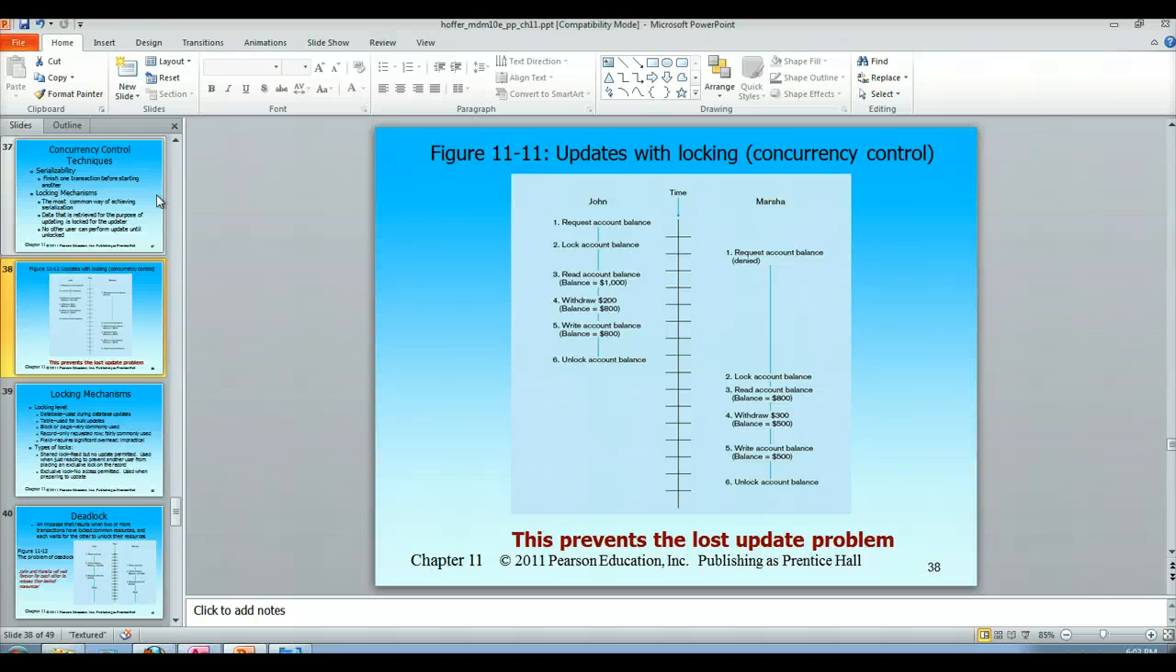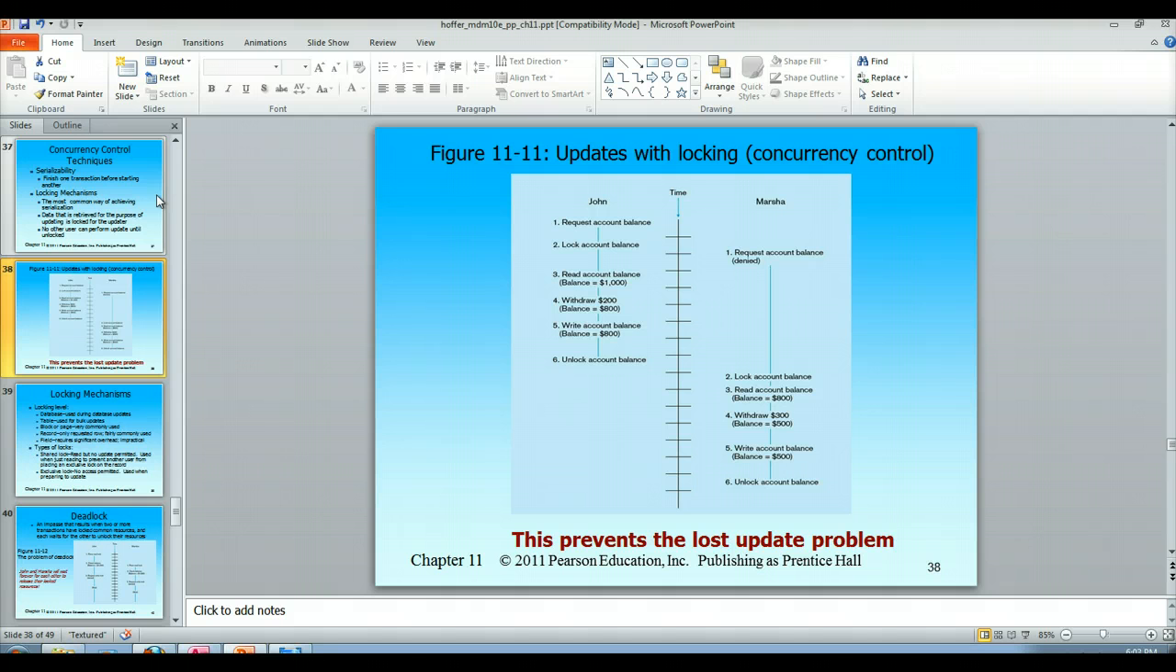So here's an update with locking, and here's John and Marcia again. They both request their account balance. As soon as John requests his account balance, the lock is put on the account balance. So when Marcia requests her account balance, here it's not necessarily denied, but it's suspended. So she's basically put into a loop, waiting for John's lock to be released.